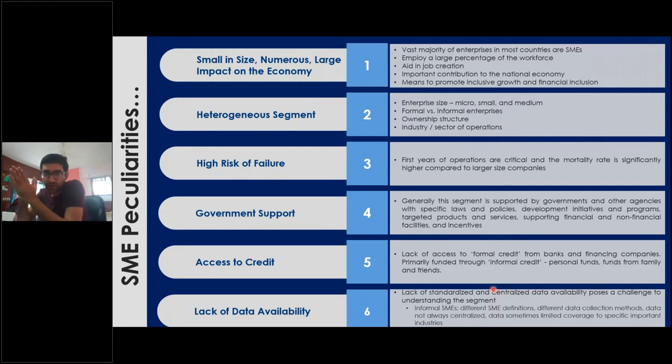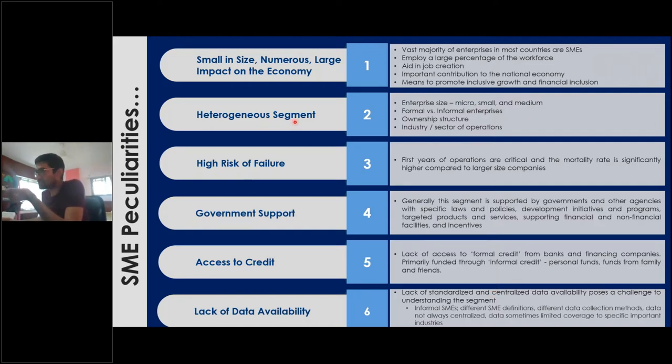What are the peculiarities that we observe? Essentially, they are small in size. The number is very high, which is why we are all interested. Given that they're micro but the volume is so high, they have a large impact on the economy. The vast majority of businesses are SMEs, that's for sure, right? They employ a large percentage of the workforce, drive job creation, and are a very good contributor to the economy.